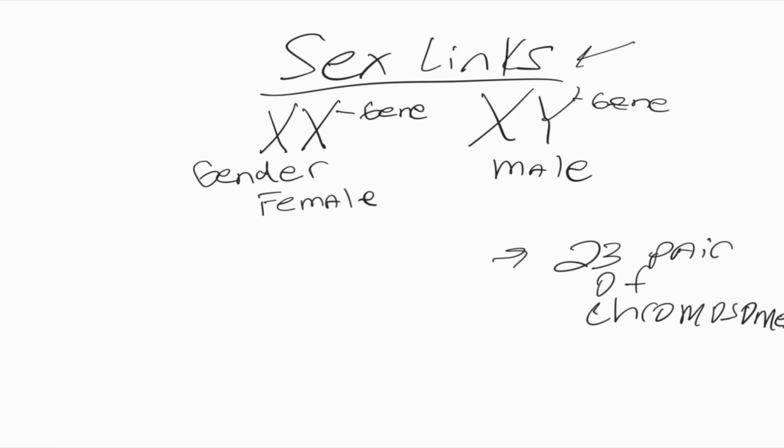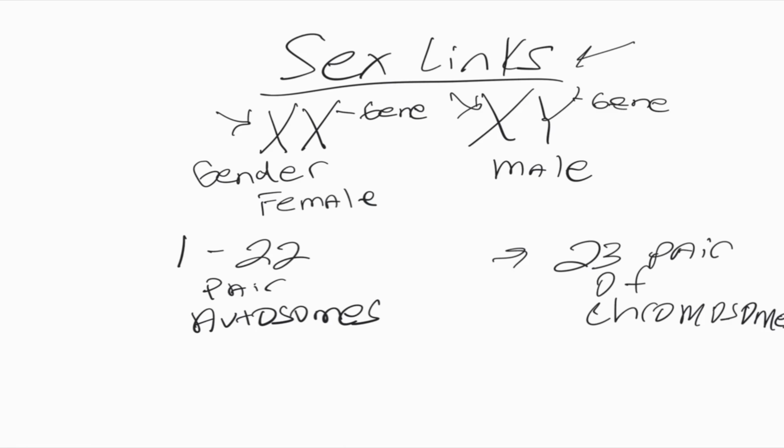That's the 23rd pair. Number 1 through 22, the first 22 pairs, are called the autosomes. The autosomes determine all of your other characteristics and traits, okay? So sex-linked traits are those controlled by genes located on the sex chromosome. That's these right here, you guys. X-linked traits are those controlled by genes located on the X chromosome.